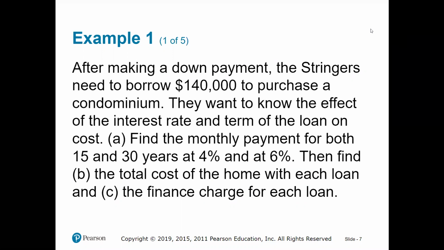After making a down payment, the Stringers needed to borrow $140,000 to purchase a condominium. They want to know the effect of the interest rate and term of the loan on costs. Find the monthly payment for both 15 and 30 years at 4% and at 6%. Then find the total cost of the home with each loan and the finance charge for each loan.